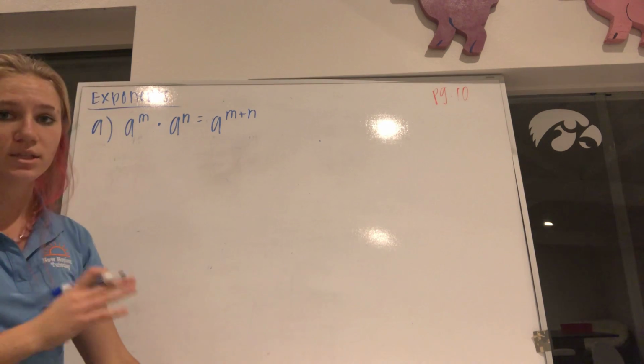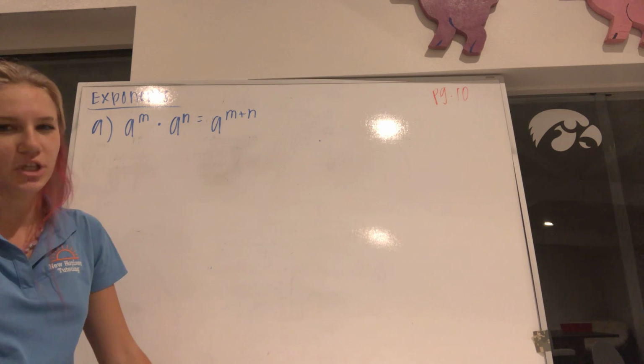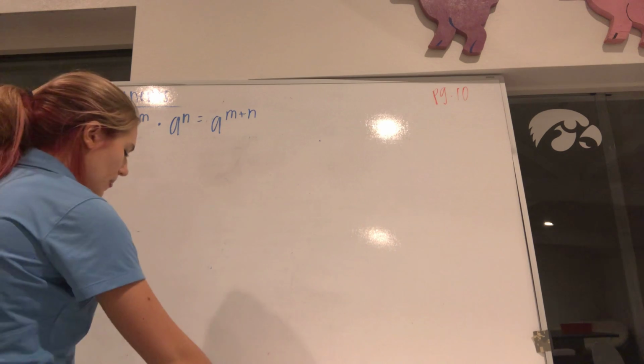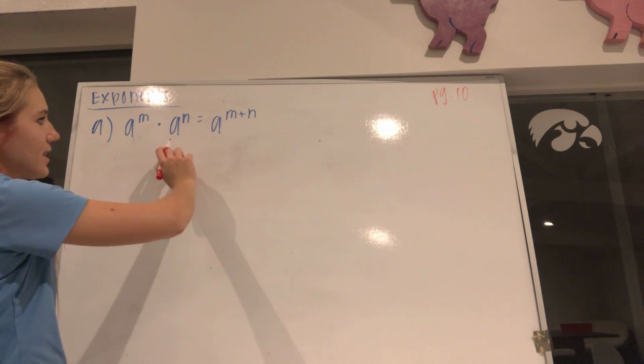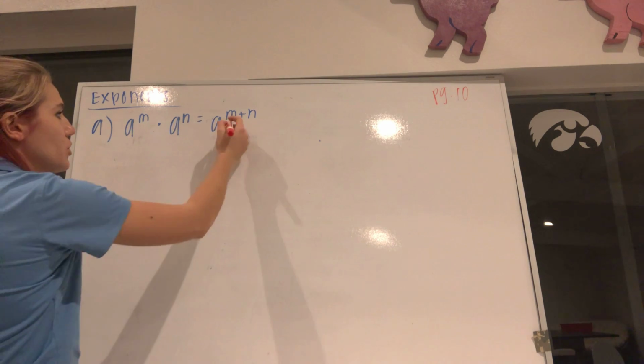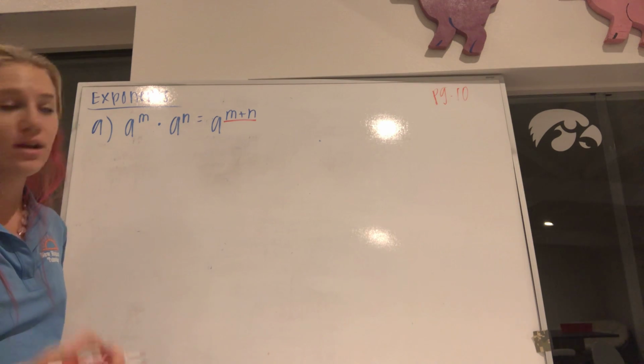Okay, so this is the first one. Obviously it deals with multiplication and addition, kind of. So here we have a to the power of m times a to the power of n is equal to a to the power of m plus n.